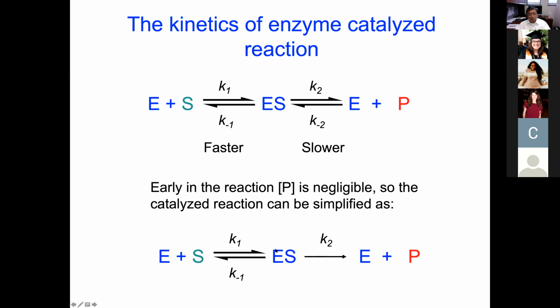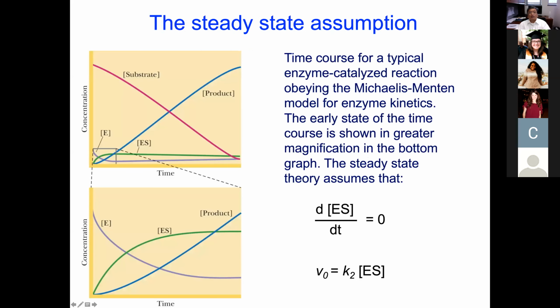Or it's also possible for the ES to decompose into the enzyme and the substrate. So we want to simplify this equation because it will be easier for us to describe this enzyme catalytic reaction mathematically. And also we have some very important assumptions when we describe the enzyme catalytic reaction mathematically.